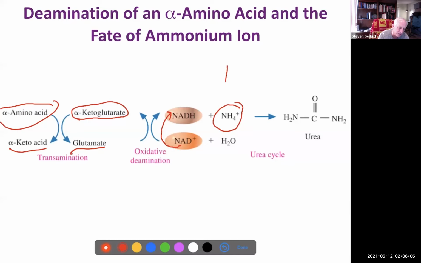NH4 plus is very toxic to the human body, like we said, and it has to form urea. Urea produces urine, and it's removed from the body. You have to be very careful with that NH4 buildup.